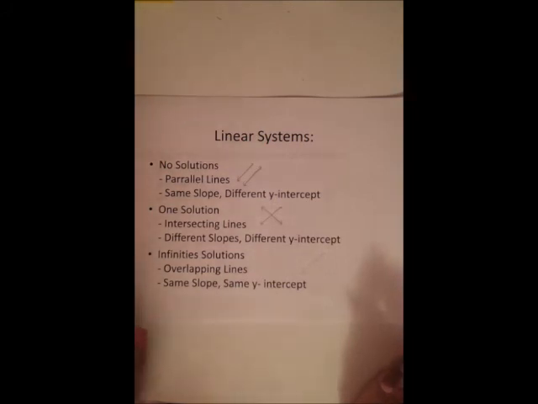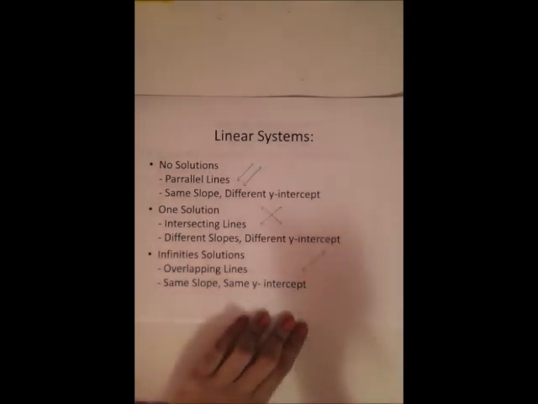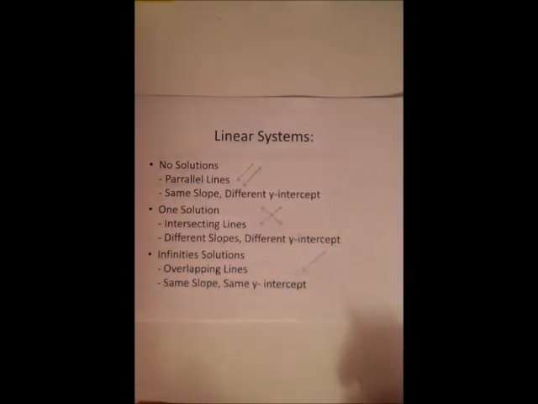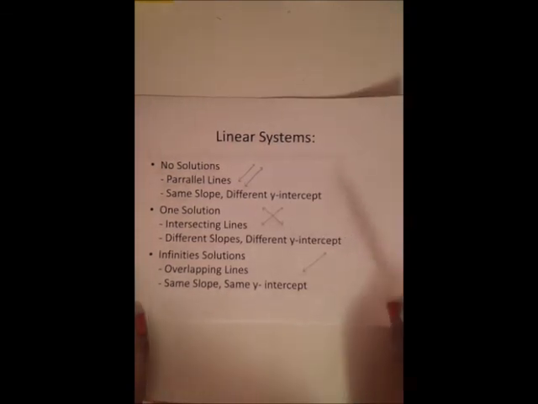If you have infinite solutions, you're going to have two linear lines that overlap one another. So they would be right on top of one another, and they would have the same slope and the same y-intercept. So any point that exists for one equation would exist for the other. So let's look at an example.